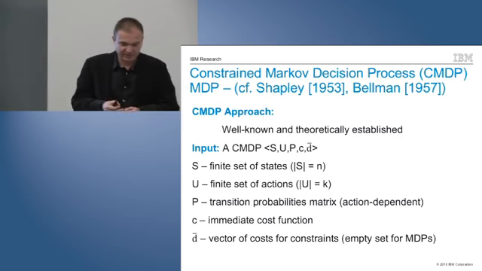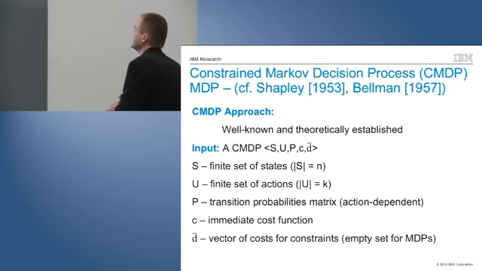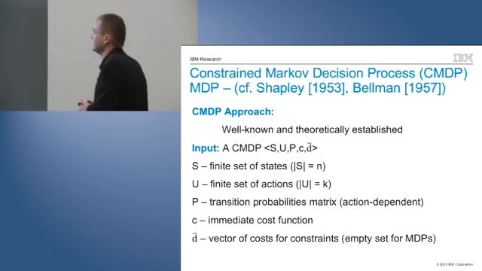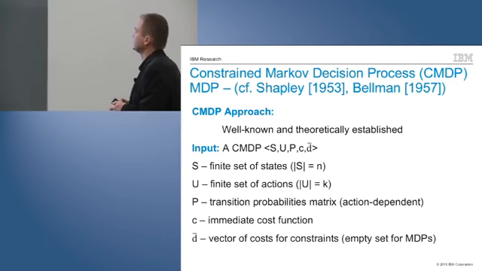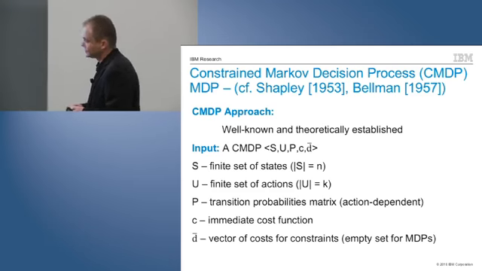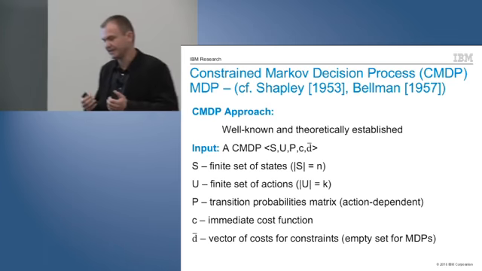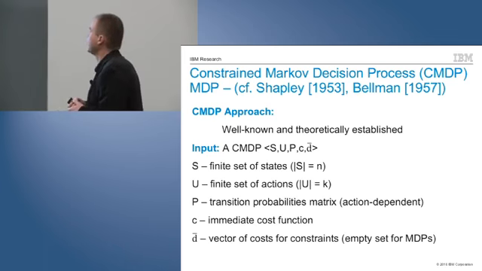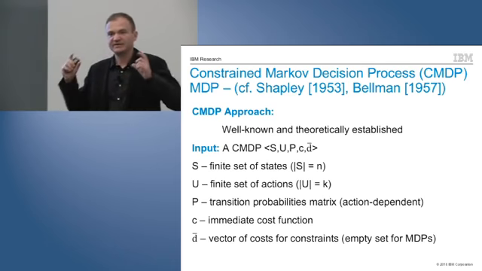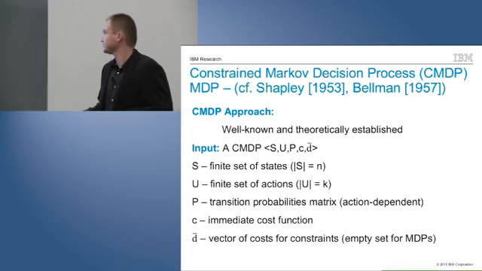The framework that we used for the solution is the MDP framework, and I will briefly recall what it's about. A CMDP is a 5-tuple: a finite set of states, a finite set of actions, a transition probability matrix, an immediate cost function, and a vector of costs corresponding to the constraints. The main difference between MDP and CMDP is the constraints.